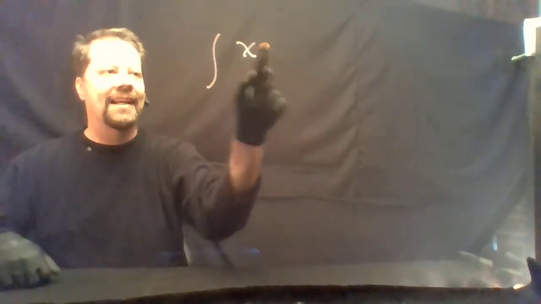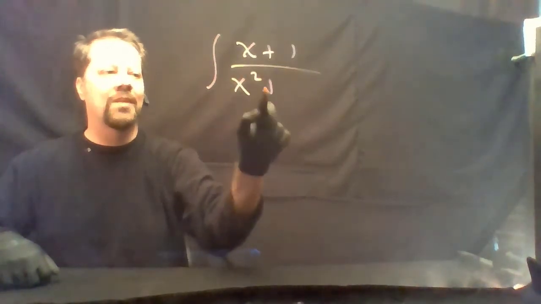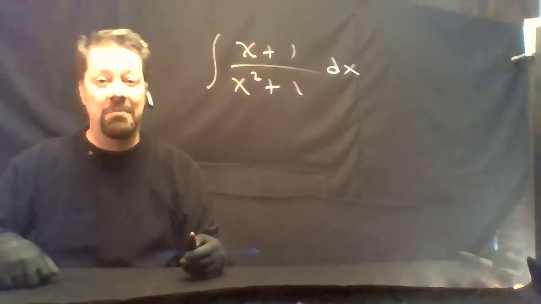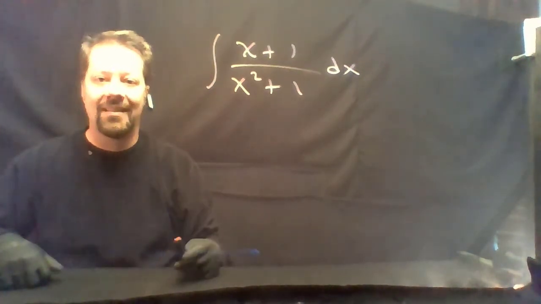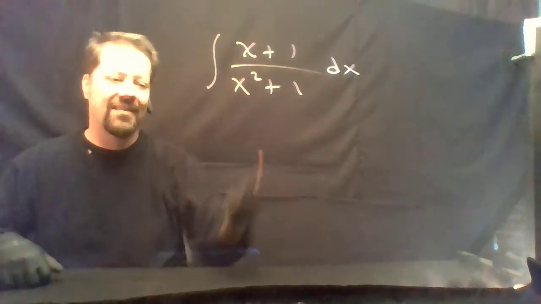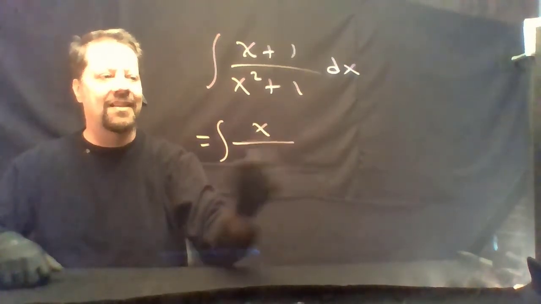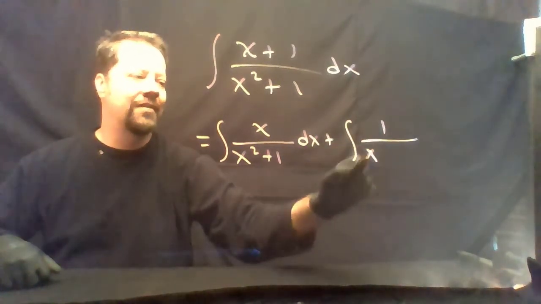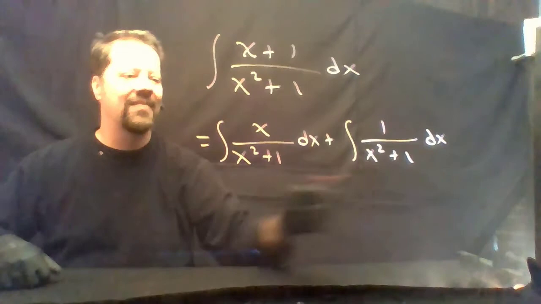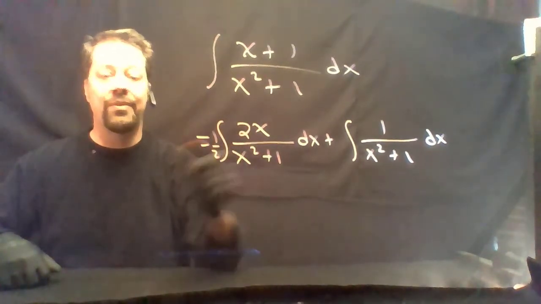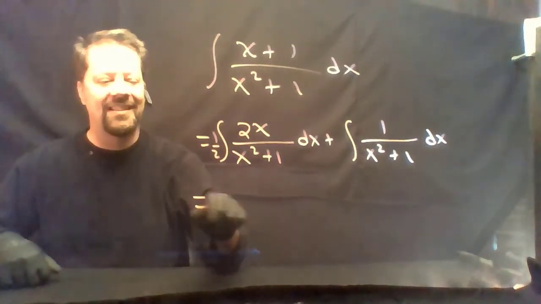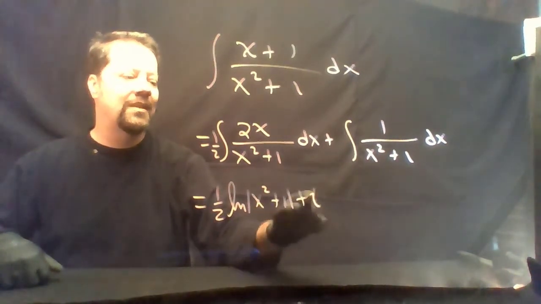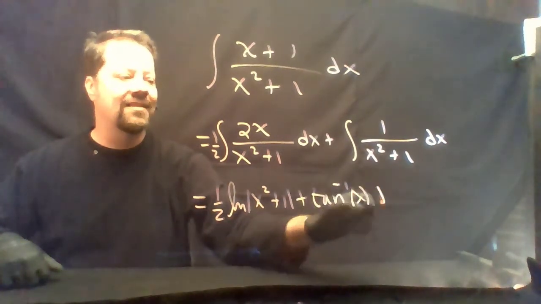What if I'm integrating x plus 1 over x squared plus 1 dx? It's kind of in between the 1 and the f prime over f case. We should break this up into x over x squared plus 1 dx plus the integral of 1 over x squared plus 1 dx. On the first term, we need a factor of 2 and an additional factor of 1/2. So the answer is 1/2 log absolute value of x squared plus 1 plus the arctangent of x, all plus c.